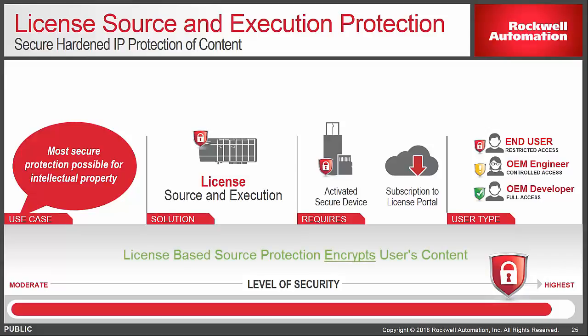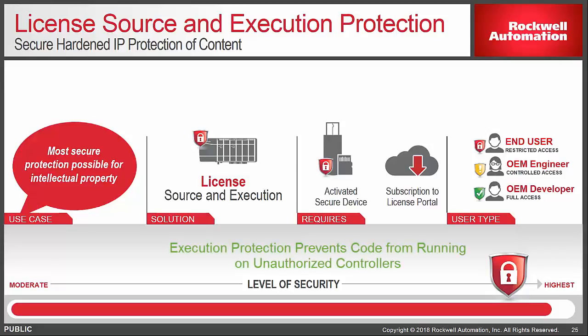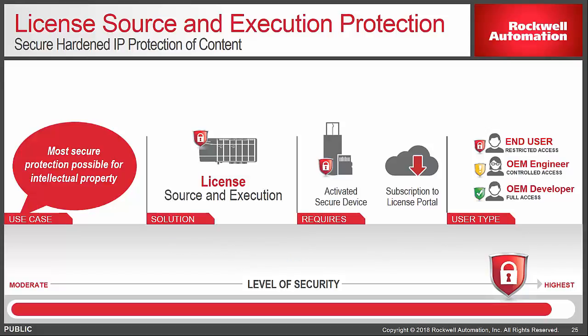License-based source protection encrypts users' content and controls who can interact with it. It is enforced with a license on a secure device, a USB stick, in the user's PC. The license-based execution protection capability prevents code from running on unauthorized controllers. This is enforced with a license on a secure device, a secure digital card that is specifically put into the controller. Without this secure digital card, the controller will not execute the program that is loaded in it.